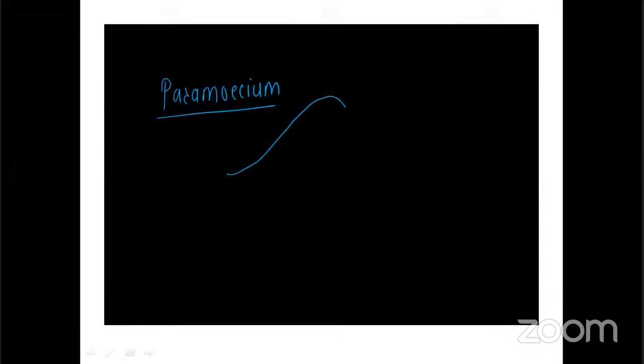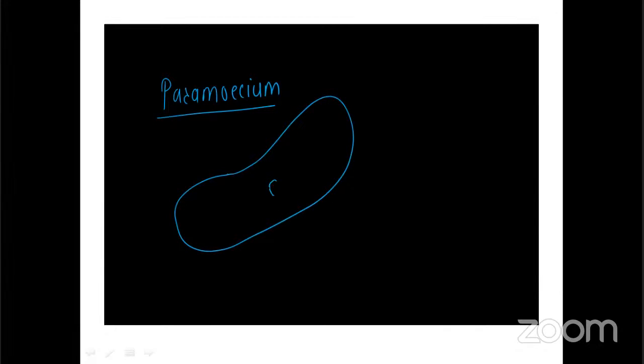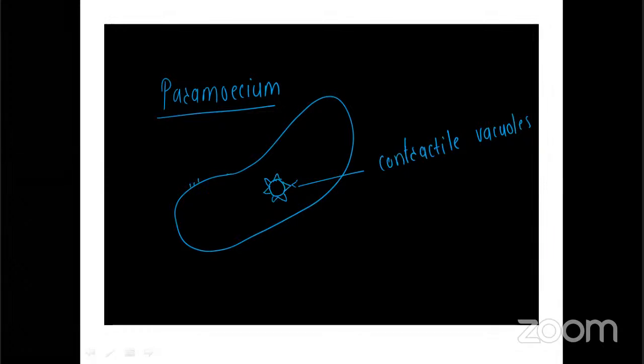Some unicellular organisms like paramecium have the contractile vacuoles, right? So these are the contractile vacuoles. Contractile vacuoles are present in paramecium, and these contractile vacuoles are involved in osmoregulation.